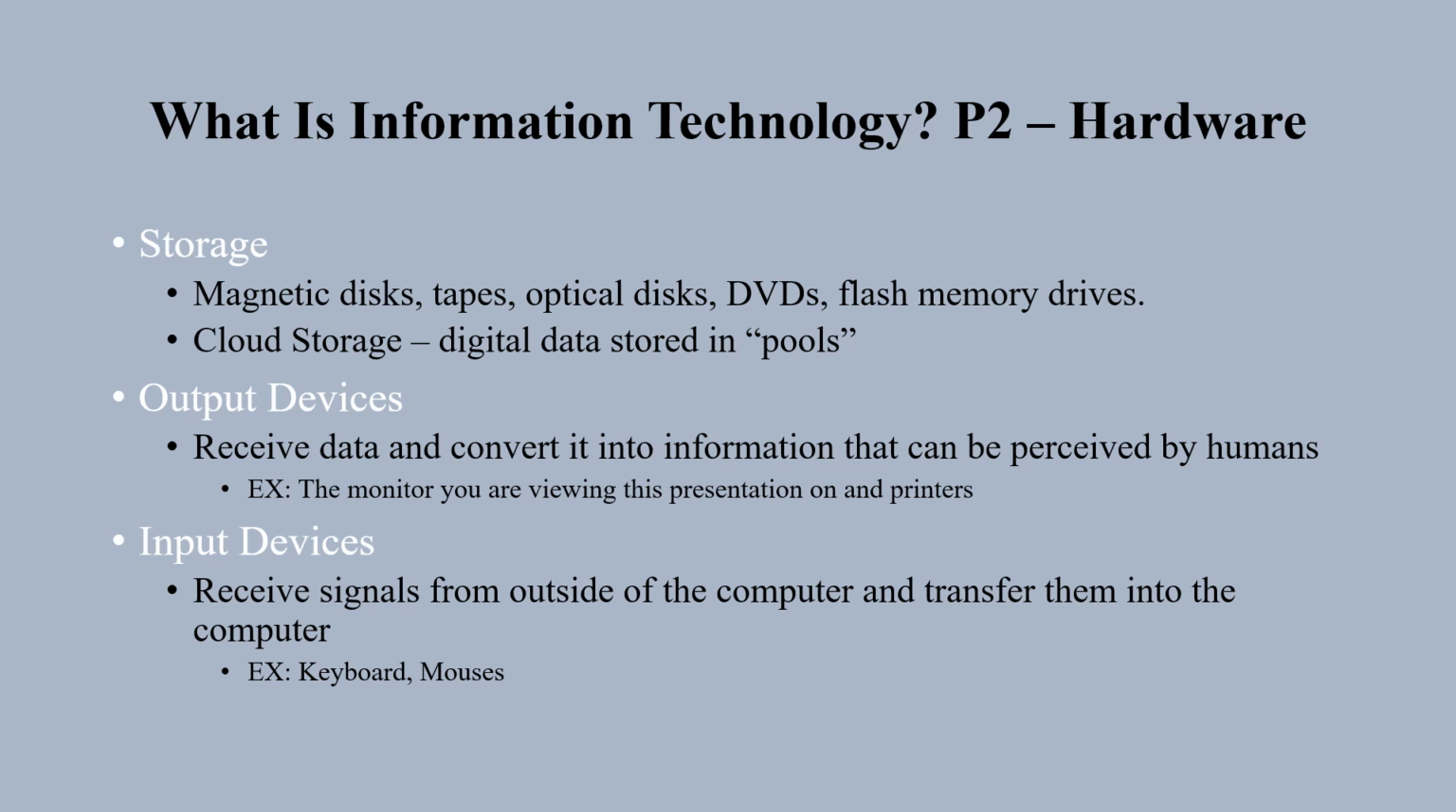Output devices. Output devices receive data and convert it into information that can be received by humans. For example, the monitor you're viewing this presentation on is an output device, or printers are also output devices. Input devices receive signals from outside of the computer and transfer them into the computer. For example, keyboards and mouses.